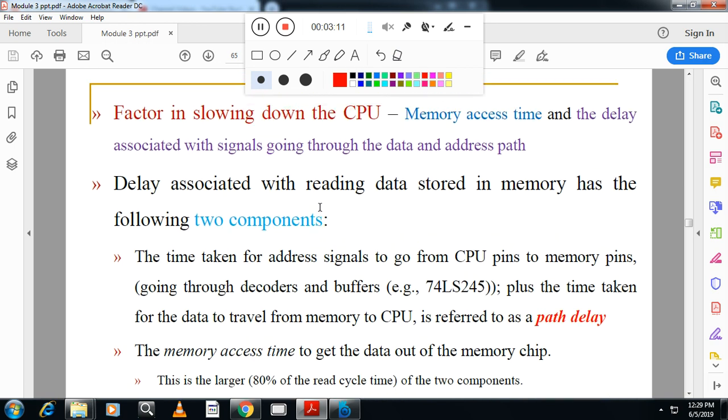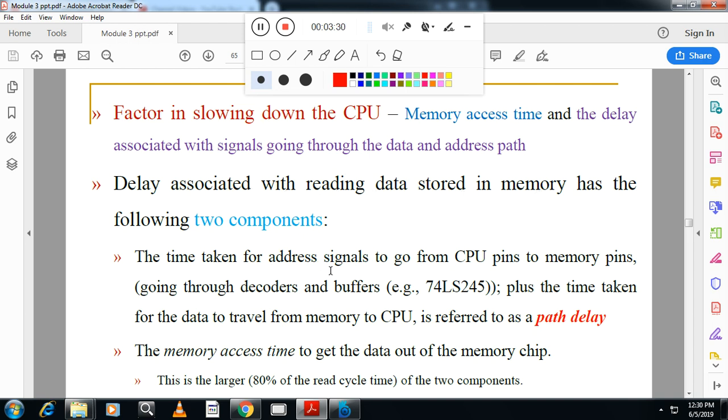Now the factors slowing down the CPU: memory access time and the delay associated with the signal going through the data and address path. One is the memory access time, second is the delay associated with the signal going through the data and the address path. The delay associated with reading data stored in the memory has two components.